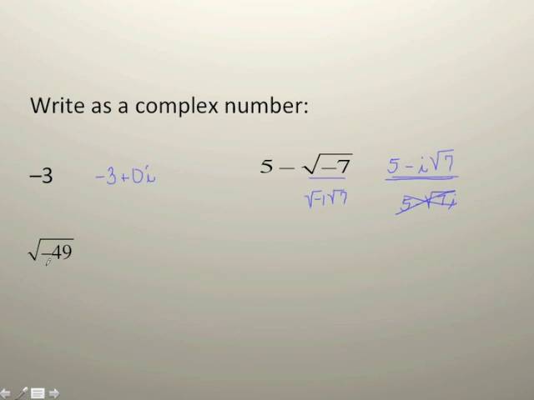We have the square root of negative 49, so that would be the square root of negative 1 times the square root of 49. Now the square root of 49 is 7, and square root of negative 1 is i. If we want standard form, we would have 0 plus 7i.